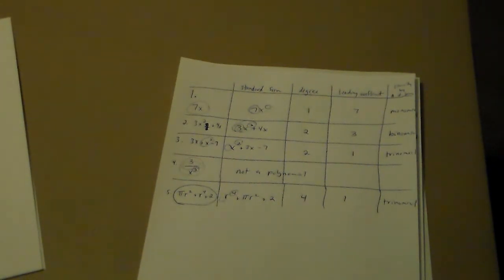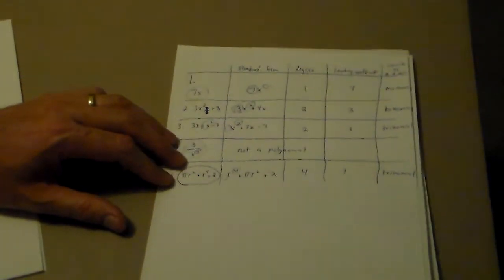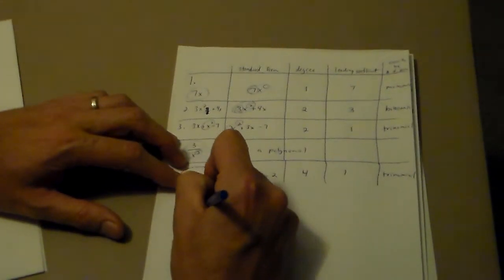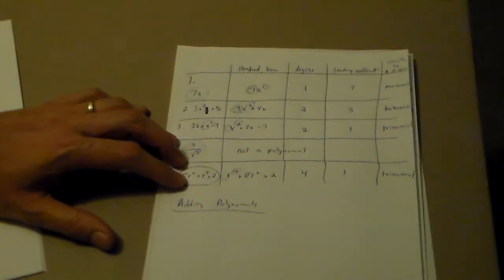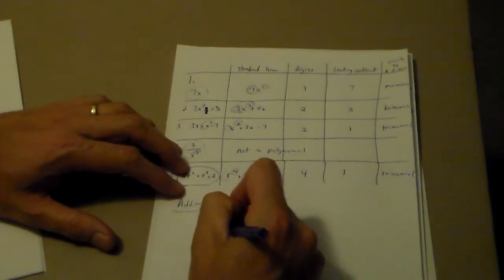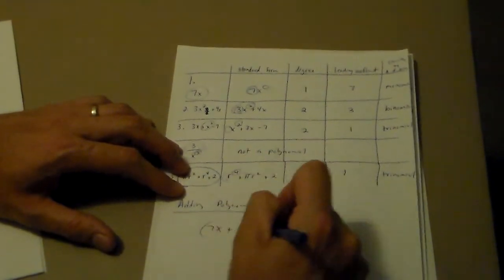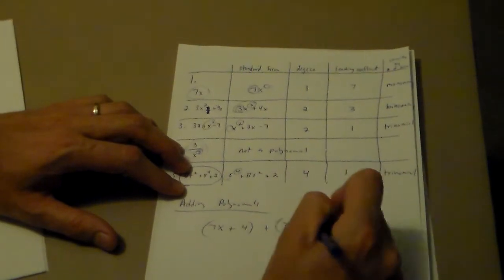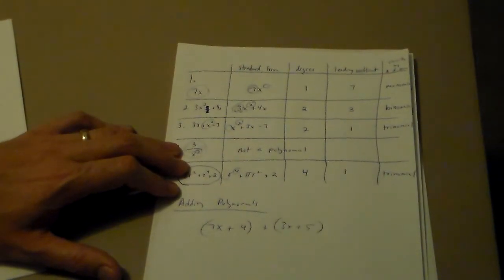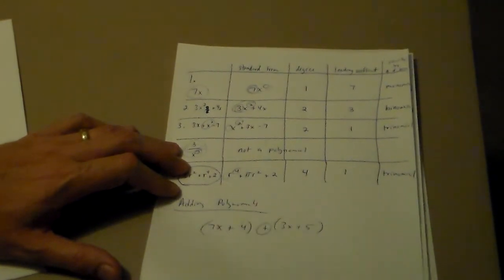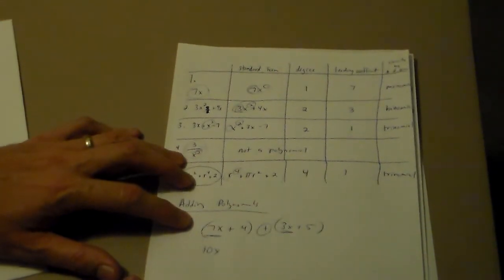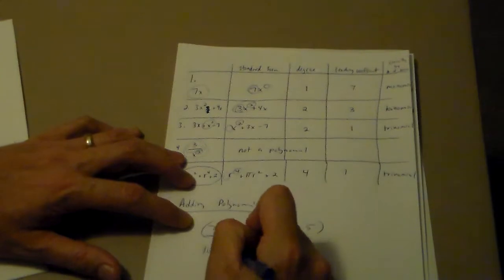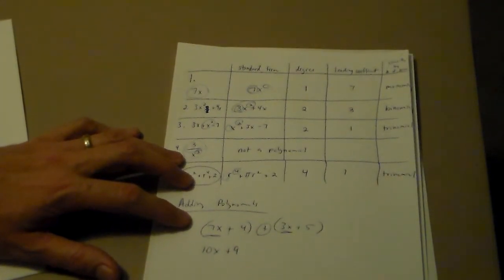So now what we're going to do is add polynomials. Another way to say that is combining like terms. I could write it like this: (7x + 4) + (3x + 5). Now don't see the parentheses and automatically multiply. That's not what you do there. You follow what the operation says. It says add, so we add up our like terms. I take 7x and 3x and I get 10x, and then 4 plus 5 is 9. So I get 10x plus 9.